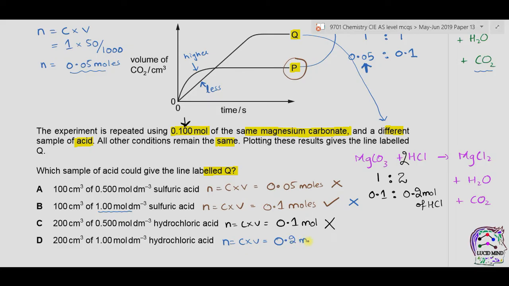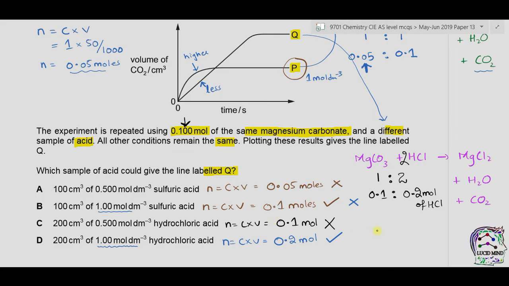0.2 moles. Now as we can see that 0.2 moles are required for complete reaction of magnesium carbonate. So when magnesium carbonate has reacted completely, then volume of carbon dioxide will be higher. So it could be Q. Now comparing the concentration, we can see that the concentration of hydrochloric acid is 1 mole per decimeter cube, while in the first reaction of P, the concentration of sulfuric acid was also 1 mole per decimeter cube.